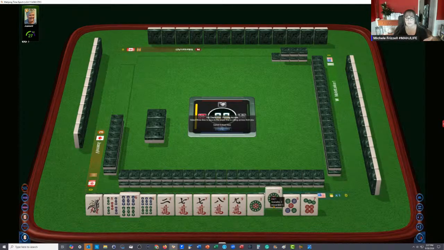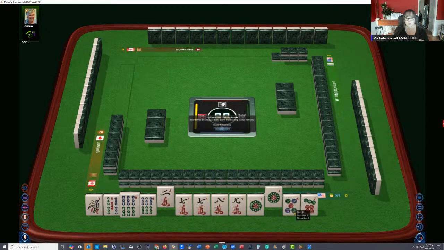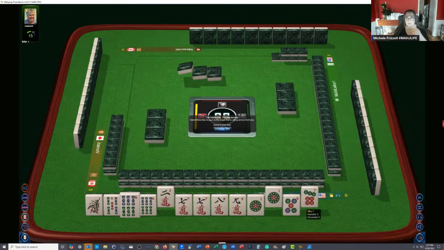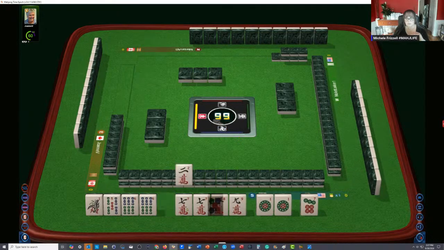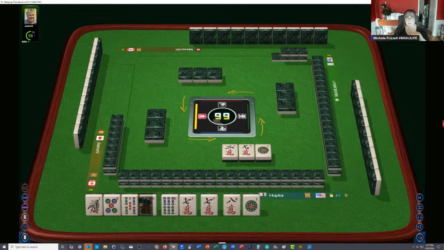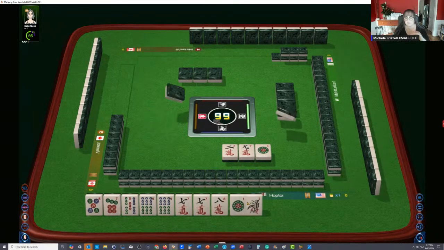So I would break that up and I would play 6, 7, 8, 9, or 5, 6, 7, 8. So probably 5, 6 dot, or 5, 6 bam. I think I would let the 7 dot go here. 5, 6, or maybe the 9 crack. Focus on 5, 6, 7, 8 of some kind.